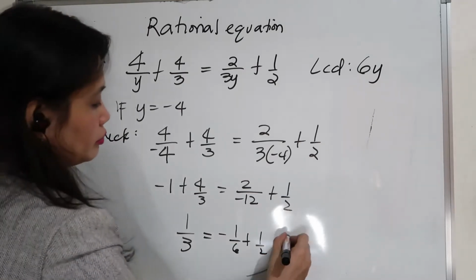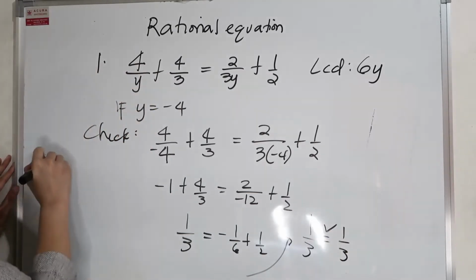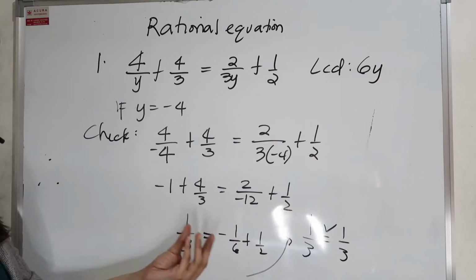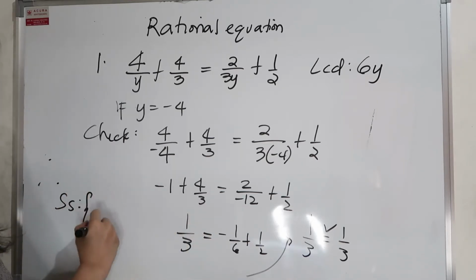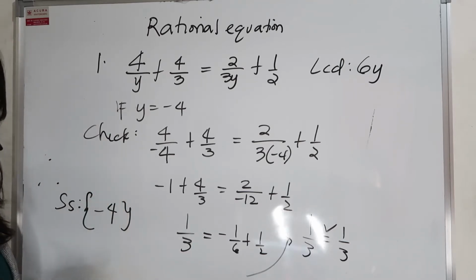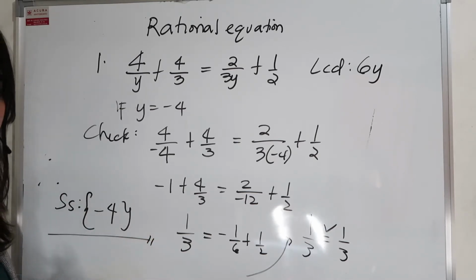Okay, 1/3 also. So you do have 1/3 is equal to 1/3. So therefore, after we check and found out that the statement is true, now we can conclude that the solution set of the given rational equation is negative 4. So that will be the answer. Okay? So that will be example number 1.